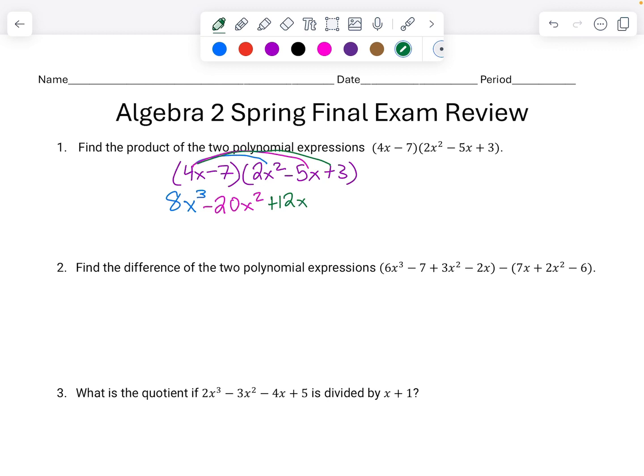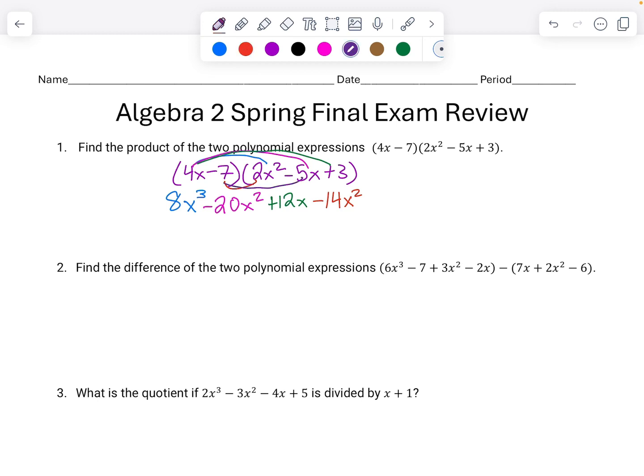Okay, now I'm not done here. I must distribute that 7 onto everything else as well. So I have negative 7 times 2 will give me negative 14x squared, because I don't have any x's attached to the 7, but I have an x squared attached to that too. So I'm going to keep that x squared there.